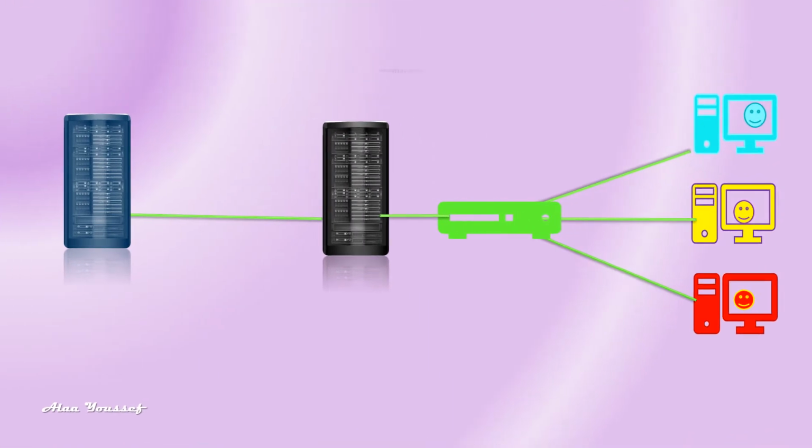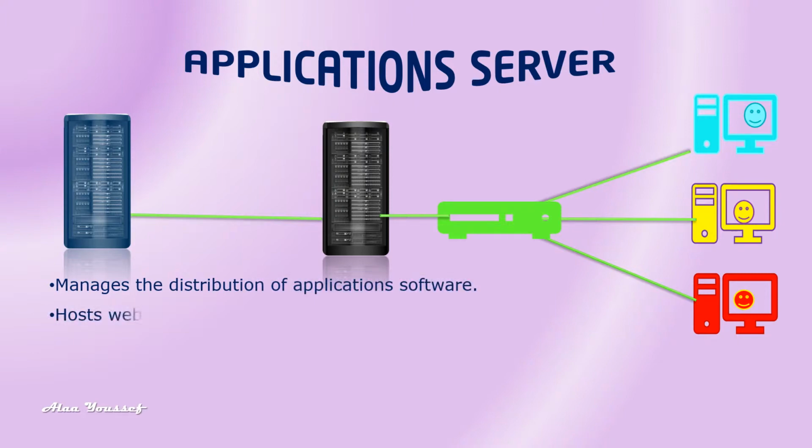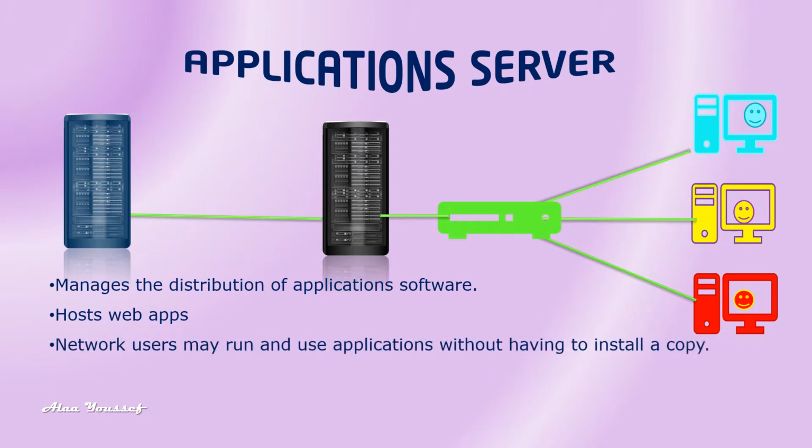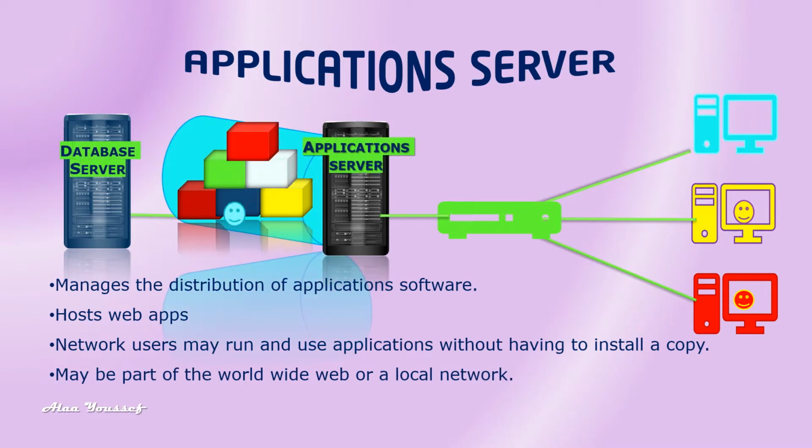Another example is an application server, which deals with the distribution of application software to each computer. It hosts web apps, allowing users in the network to run and use them without having to install a copy on their own computers. These servers may be part of the World Wide Web or a local network.